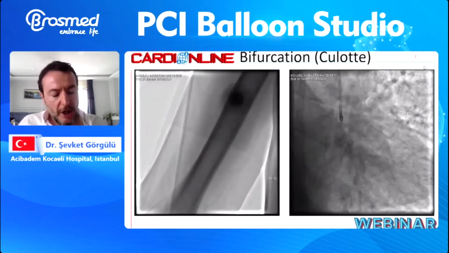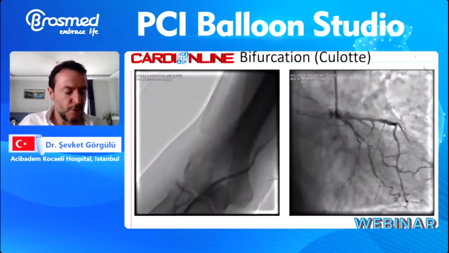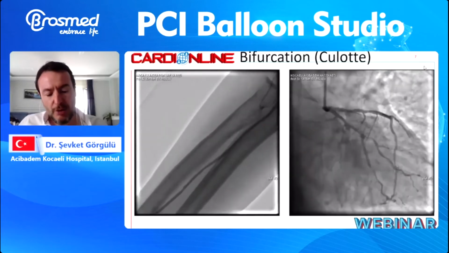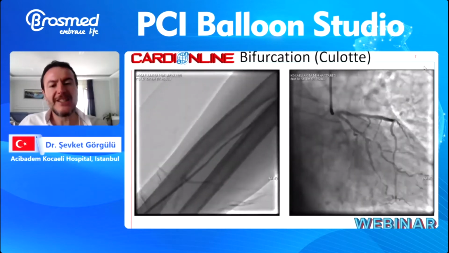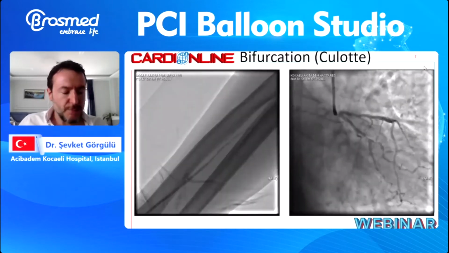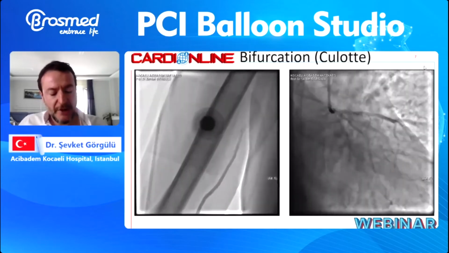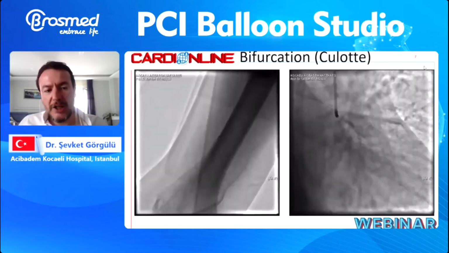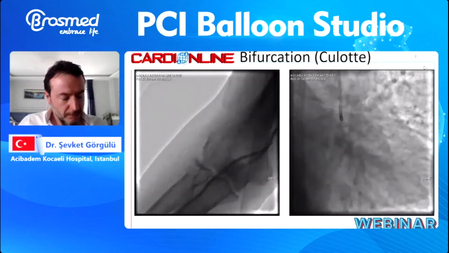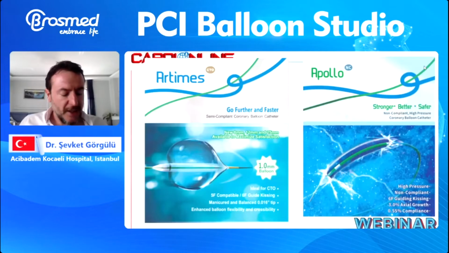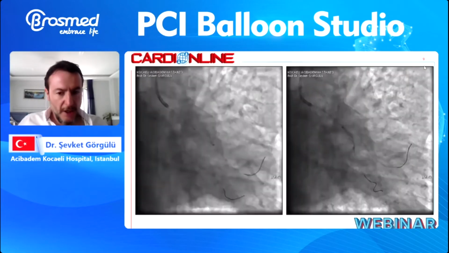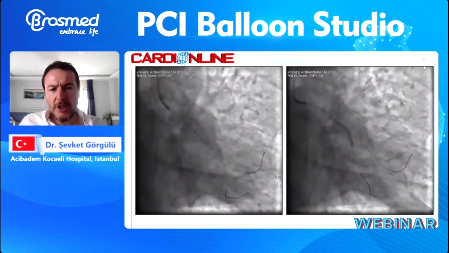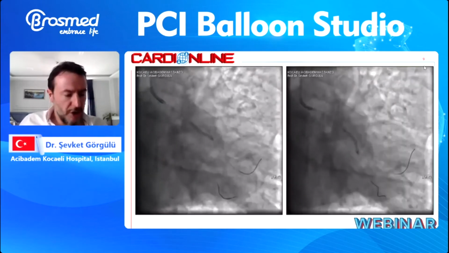Radial operator, complex cases, procedures where the radial approach CTO and left main procedures, definitely branch, bifurcation procedures, mostly 6 French. With 6 French, you need high quality balloons. So Artemis and Apollo are compatible with 6 French if kissing balloon is needed. This is a bifurcation lesion. This was a culotte procedure.